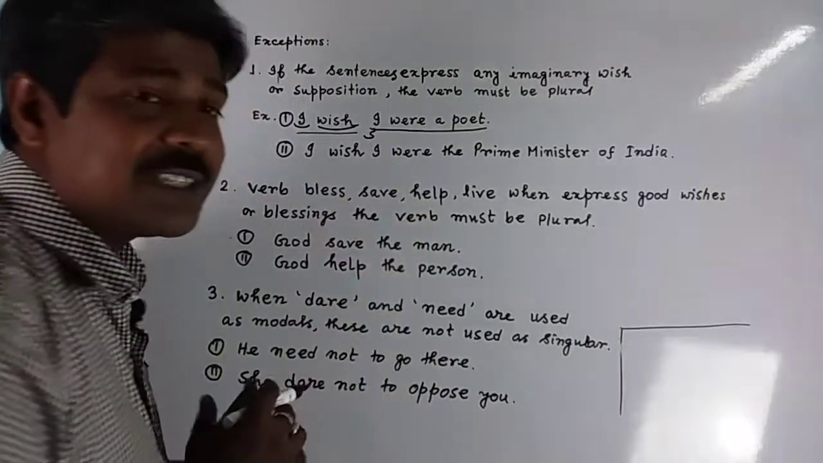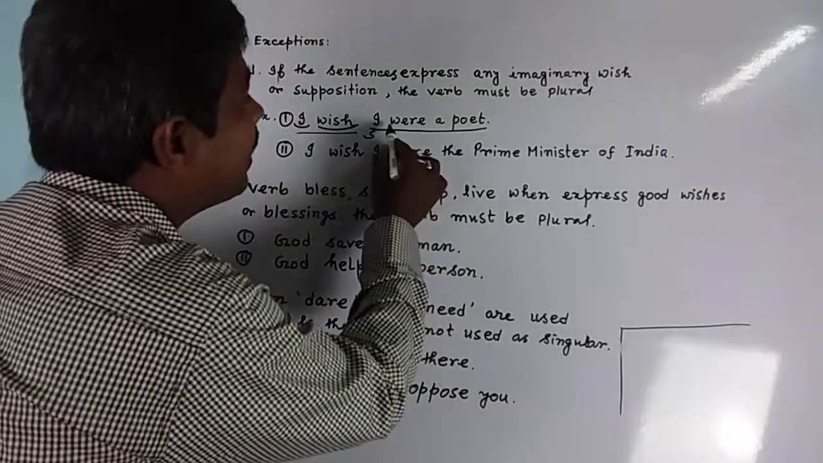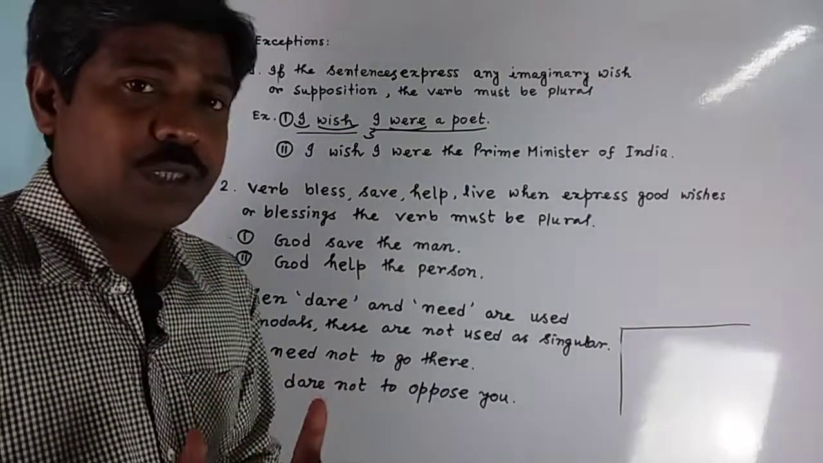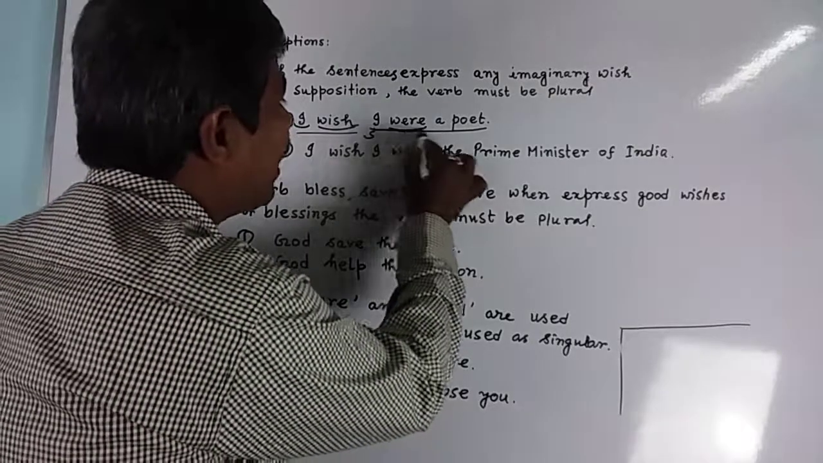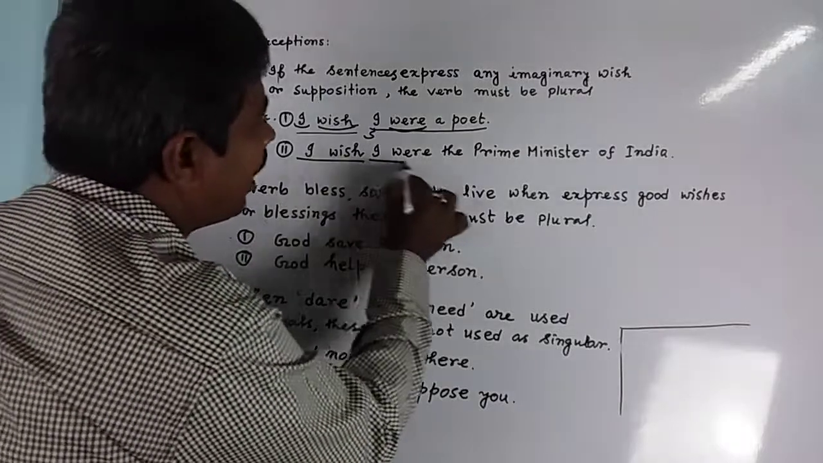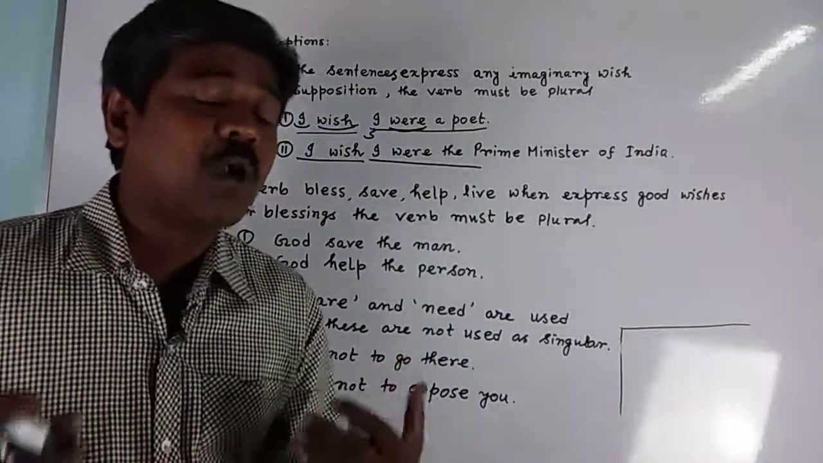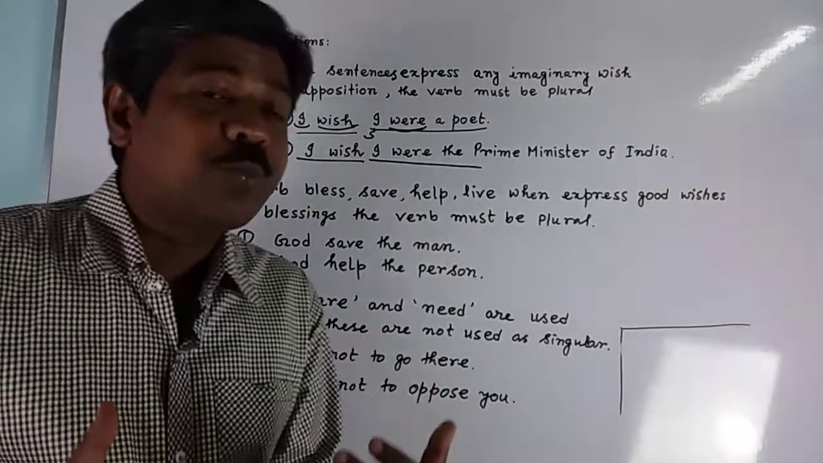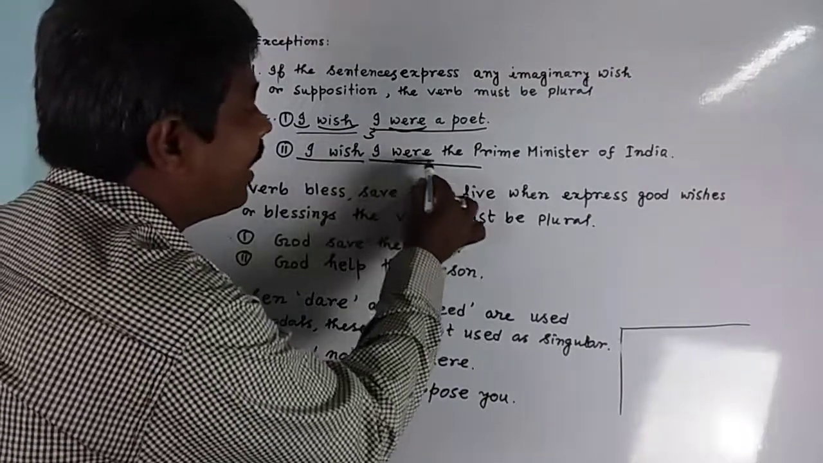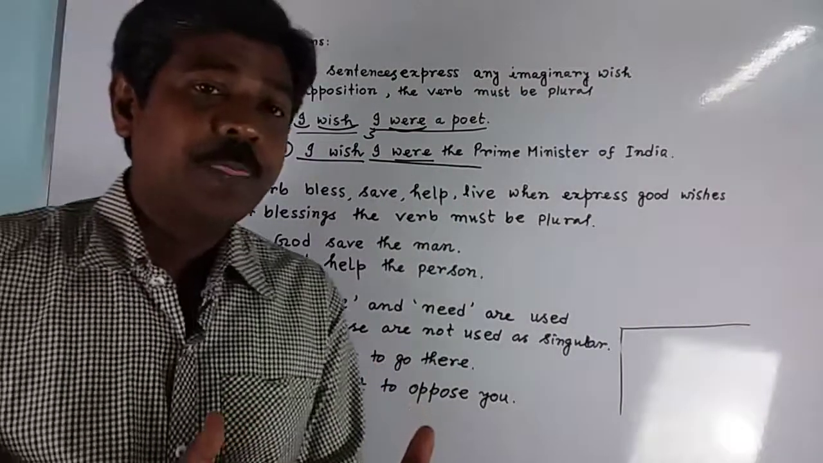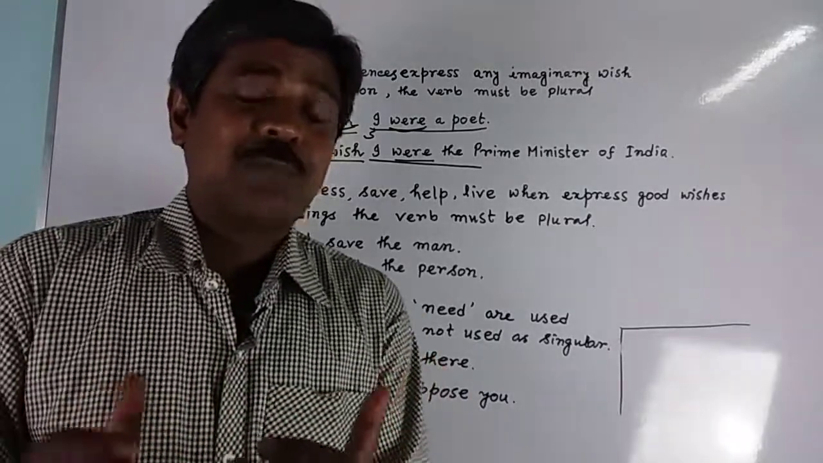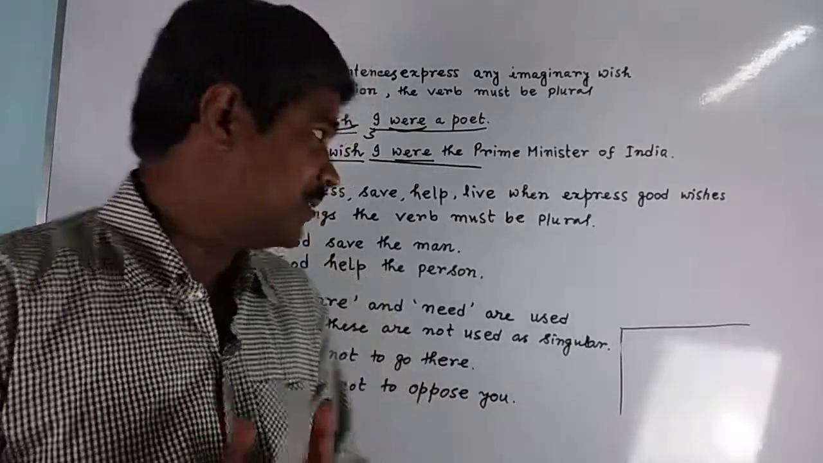But the sentence is an imaginary sentence. That's why we have to write down were, not was. In the second sentence, the same thing. I wish I were the Prime Minister of India. That means I am not the Prime Minister of India. I am imagining to be the Prime Minister of India. That's why we have to write down were here, not was. Generally, I is followed by was, but we cannot write that as this is a supposition. You see, this is an imaginary sentence.